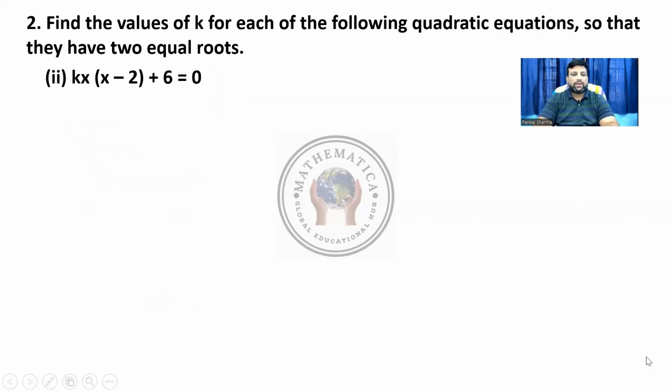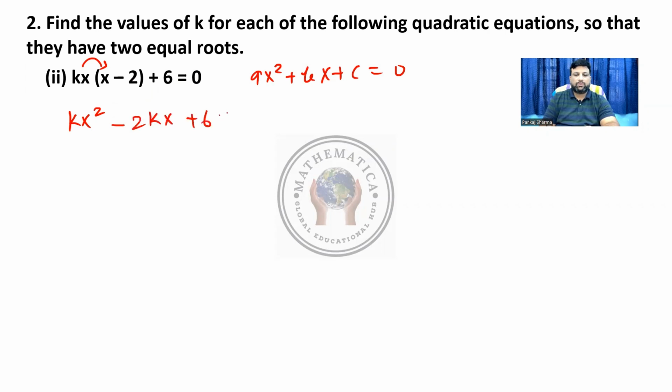Now we can see the second part of question number second. They are telling kx into x minus 2 plus 6 is equal to 0. So you can see this equation is not given in the standard form of a quadratic equation, ax square plus bx plus c is equal to 0. So first we need to write it in standard form so that we can get the coefficient of x square, the coefficient of x, and the constant term. So kx into x is kx square, and kx into 2, so minus 2kx plus 6 is equal to 0.